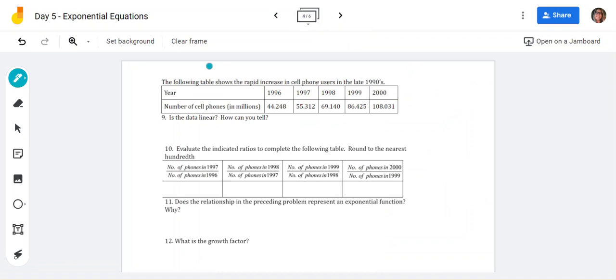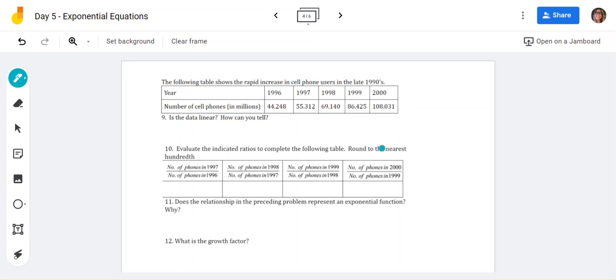All right, now what if we're just given data, we're not given the percent increase or percent decrease? So the following table shows the rapid increase in cell phone users in the late 1990s. So we've got the years and how many cell phone users there are. First, it asks us, is the data linear? So from 96 to 97, it went up by about 11 million. Then it was 14 million. Then like 17 million. Then like 22 million.